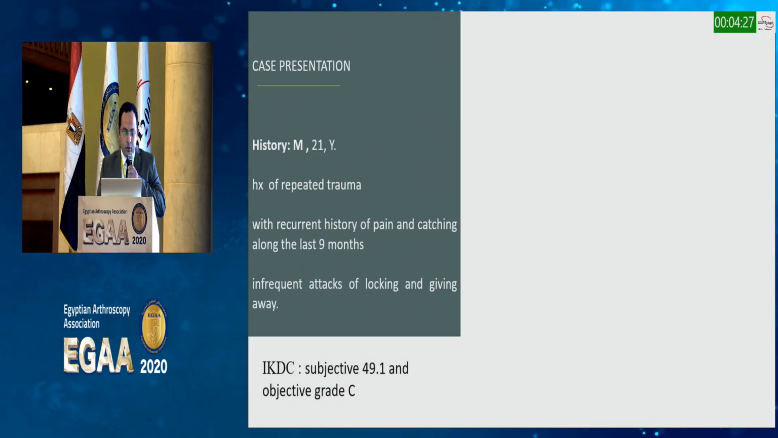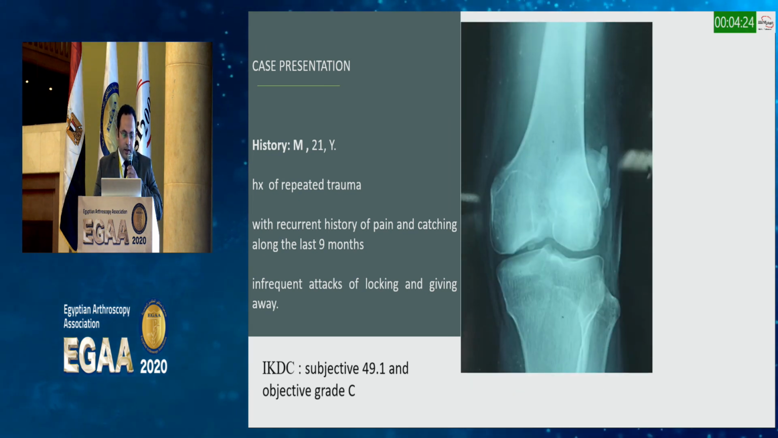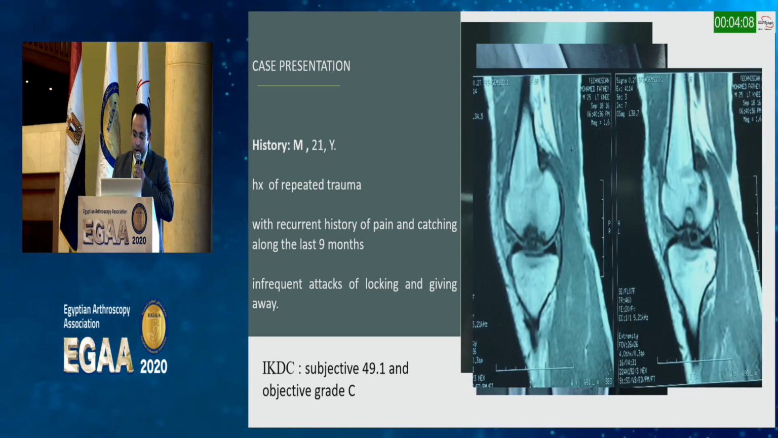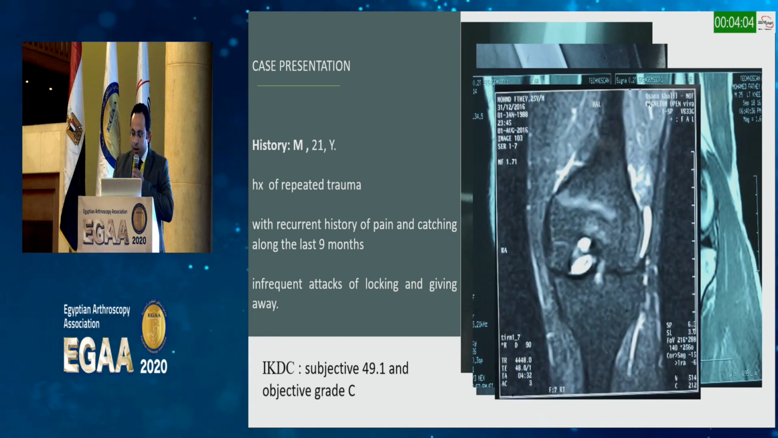This is a male patient, 20 years old, with a history of repeated trauma, with recurrent pain and catching along the last 9 months, and infrequent attacks of locking and giving way. Subjective IKDC score was 49 pre-operative and objective grade C. X-ray and MRI showed a focal chondral defect in the medial femoral condyle occupying the whole weight-bearing area.